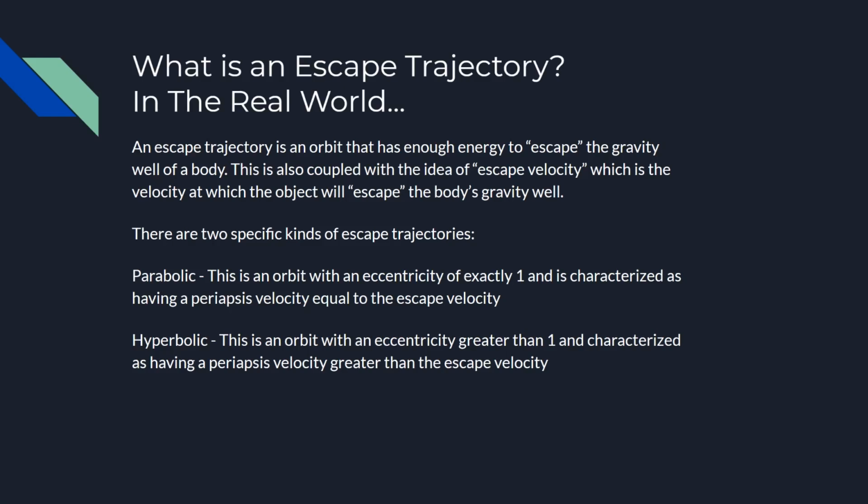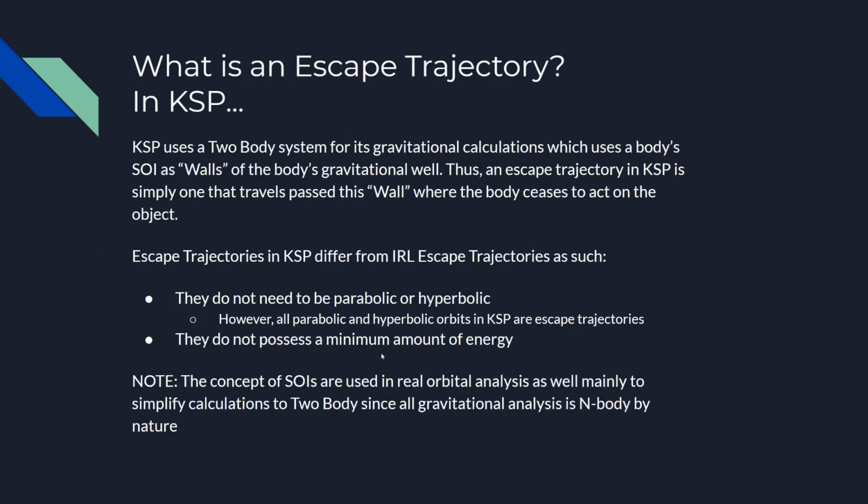And then there's also the hyperbolic orbit, where your velocity is greater than the escape velocity, meaning that whenever you leave the influence of the gravity well, you'll still have an excess amount of velocity. In KSP, it's a little bit different because KSP uses spheres of influence to hard cut where the body is going to be acting on you gravitationally. So once you pass that sphere of influence, you essentially escape the gravity well of that body. That doesn't mean you couldn't be on a trajectory that puts you back into the sphere of influence, but you have still escaped it for the time being.